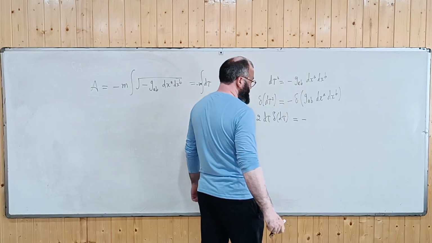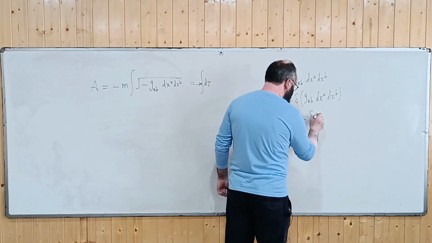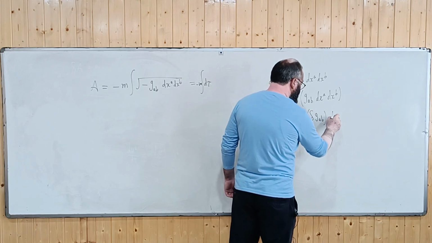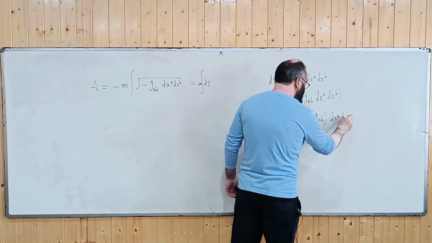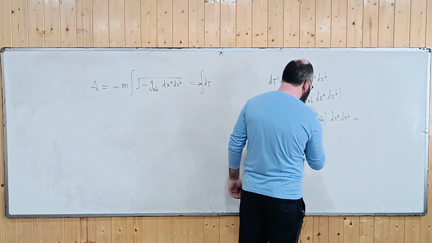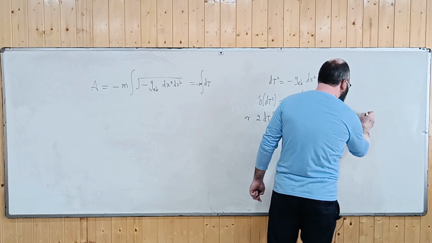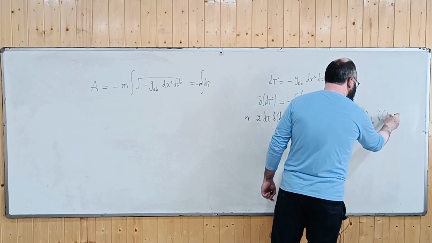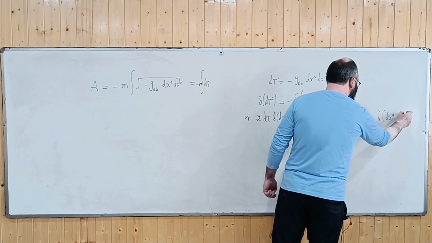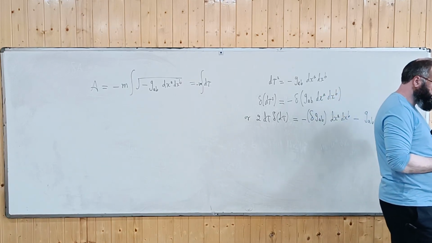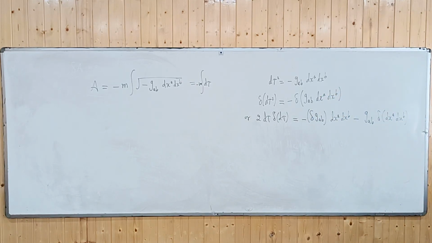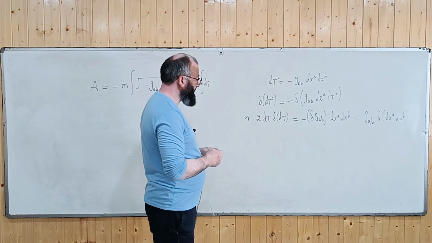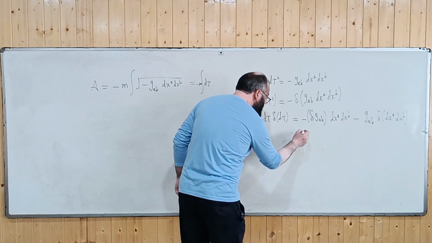So it's minus. The variation of g_ab, and keep these two as such. So minus, this minus is here. So you have g_ab, then the variation of dx^a dx^b. Clear? So now I can write this variation.